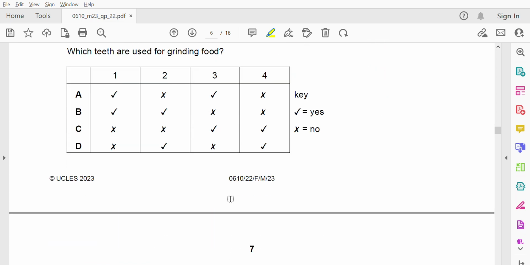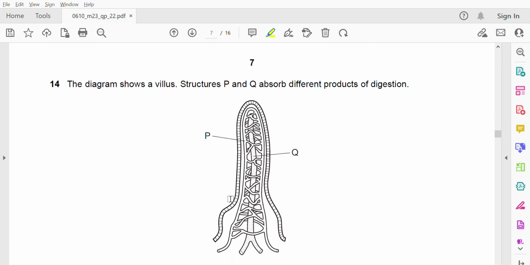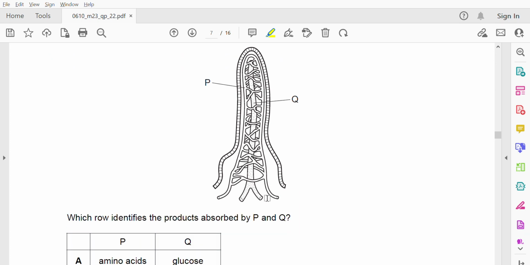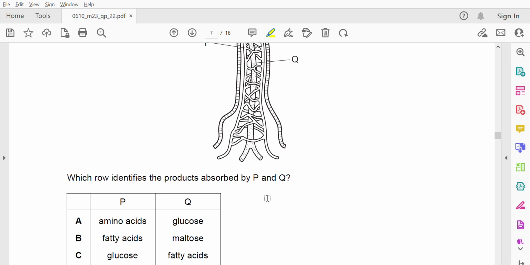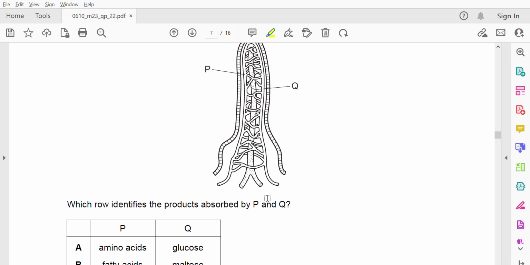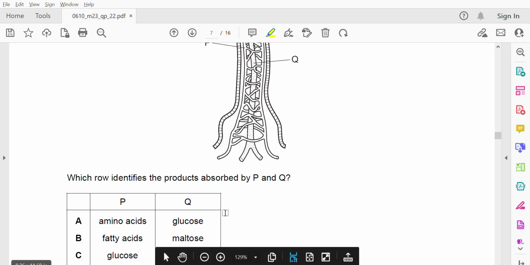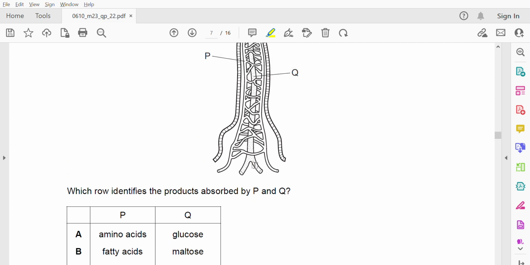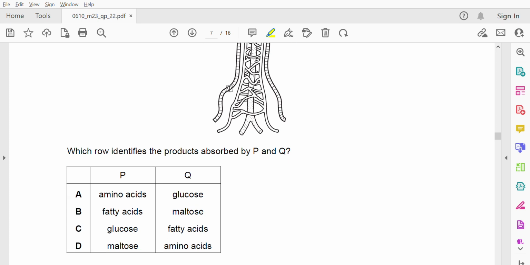Moving on to question number 14. The diagram shows a villus. Structures P and Q absorb different products of digestion. Which row identifies the products absorbed by P and Q? Now for this one, the correct answer is C, glucose and fatty acids. Q is the lacteal, it absorbs fatty acids. And P is going to the capillaries, so its correct answer is glucose. The correct option is C.